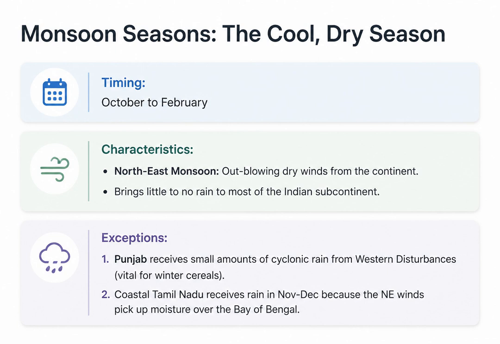First, the Punjab region gets light rain from western disturbances. These are cyclonic storms brought in by the subtropical jet stream, and they are crucial for winter wheat. Second, as the northeast winds blow over the Bay of Bengal, they pick up moisture and dump it on coastal Tamil Nadu in November and December.